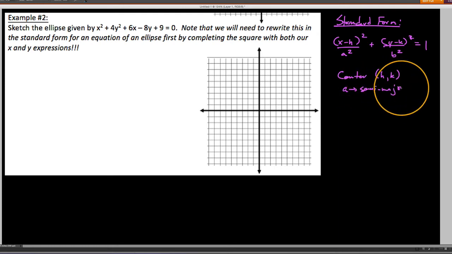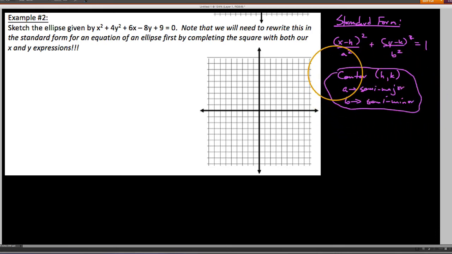semi-major axis length and b is our semi-minor axis length. So we basically just want to know these things, and we're going to be able to find that out. We just need to rewrite this way first. Part of this video is practice on how you would do this, and what we're going to do, I'll just tell you, is complete the square. But we're going to need to do this for both our x term and our y term.